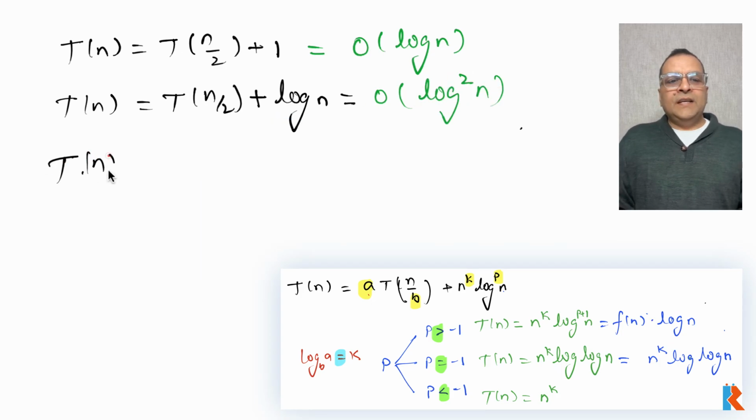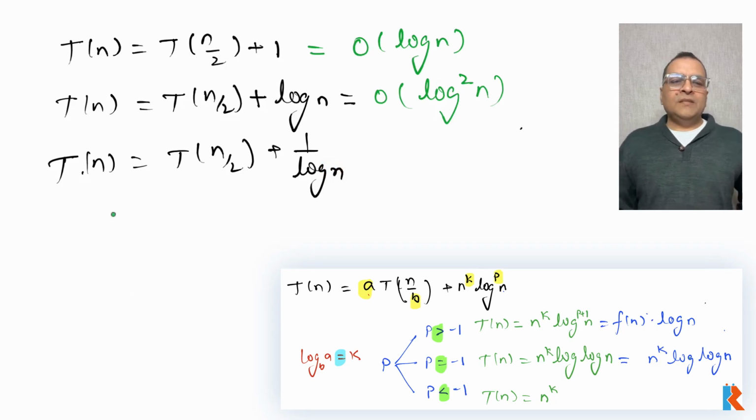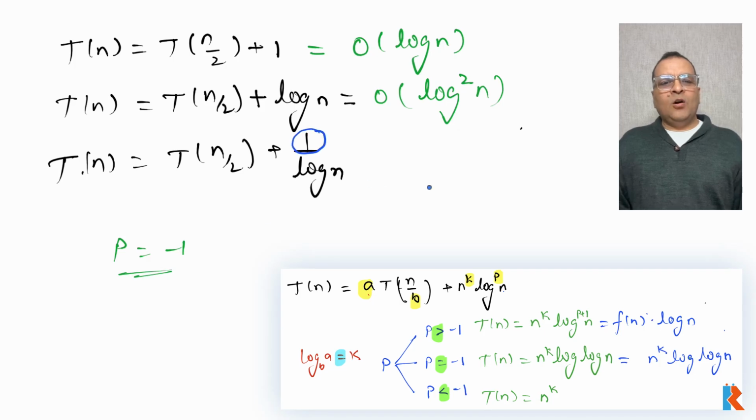What if we have T(n) is equal to T of n by 2 plus 1 by log n? Here also log of a to the base b is equal to k is equal to 0. So both of them are 0. So we need to consider p. In this case, p is equal to minus 1 because we have log n in the denominator. So if you have log n in the denominator, then you just need to multiply the numerator with log of log n. Therefore, this is big O of log of log n.